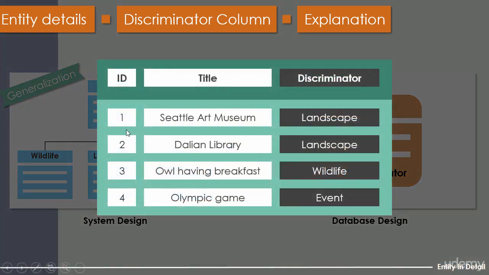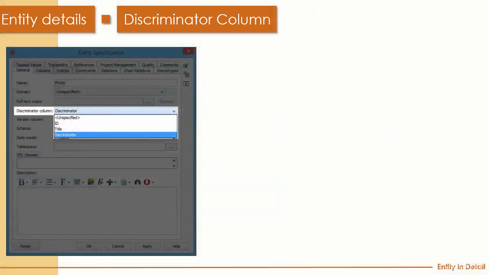When you save in the database, you have the art museum. Then it is a landscape. You define landscape. So when you load it up into memory, we will load the landscape objects rather than the wildlife or event. And if you take an Olympic game, this is a kind of event. So the engine will understand when we reach this row, we will return the event object to you rather than the landscape or wildlife. So it is so powerful, the discriminator column.